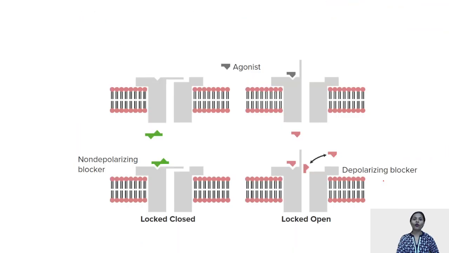Now moving forward first with depolarizing and non-depolarizing agents. Before we come to one agent by one, let's see the mechanism of action of these drugs. See, as the name suggests, the depolarizing muscle relaxants, these relaxants are agonists. Just remember this.